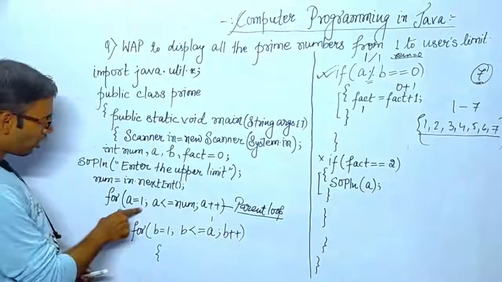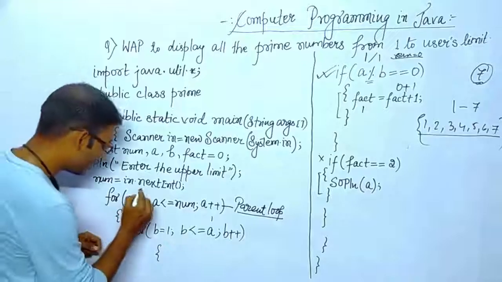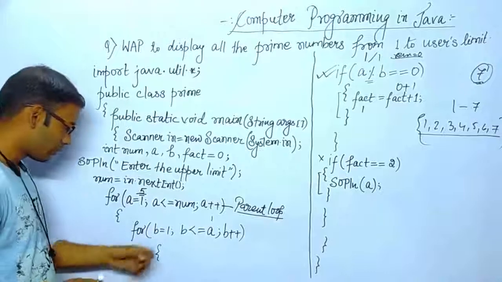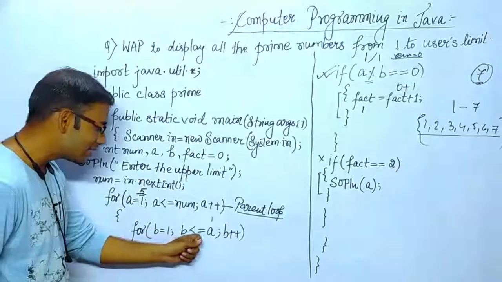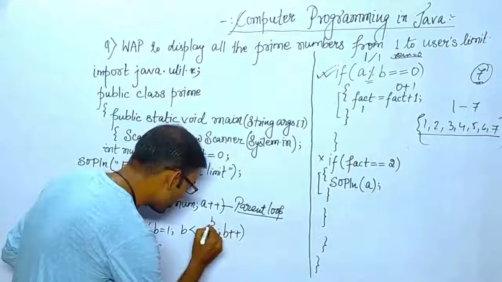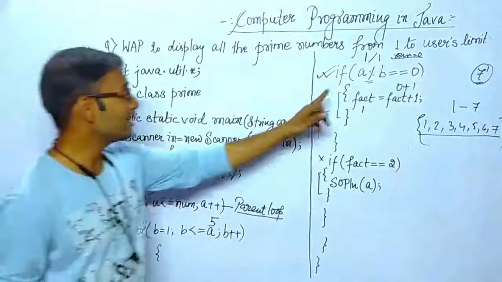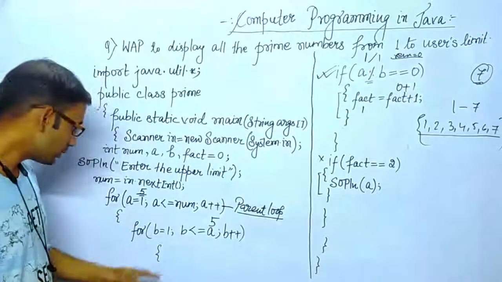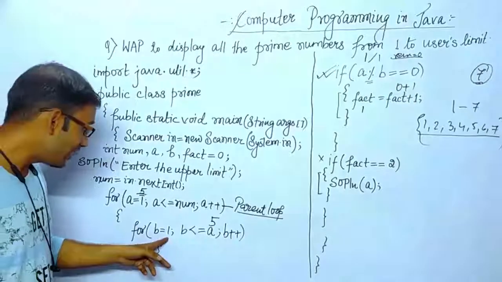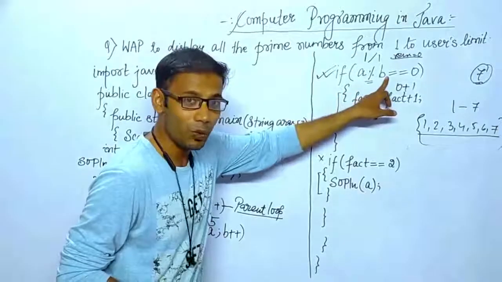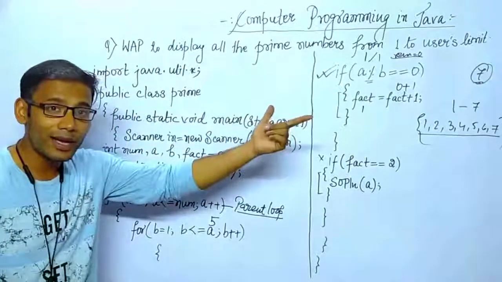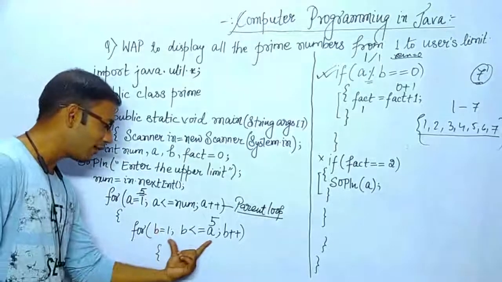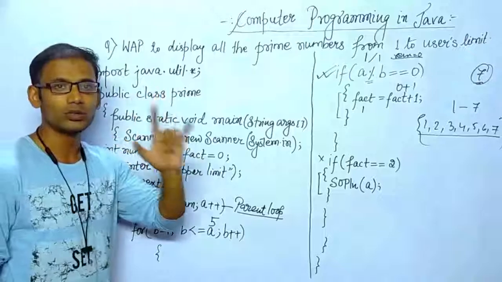Let's suppose the value of a became 5. Okay, let's test out. So b equal to 1, b is less than equal to a. That means a is 5, b plus plus. After that, a modulus b equal to 0. At the very beginning a will be divided by 1, later on a will be divided by 2. Why? Because there is a lower limit and an upper limit. How many number of times will this loop run? 5 times. 1, 2, 3, 4, 5.